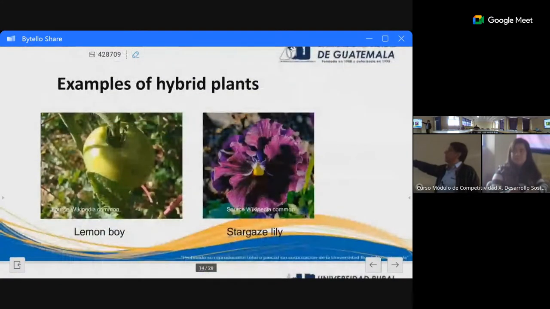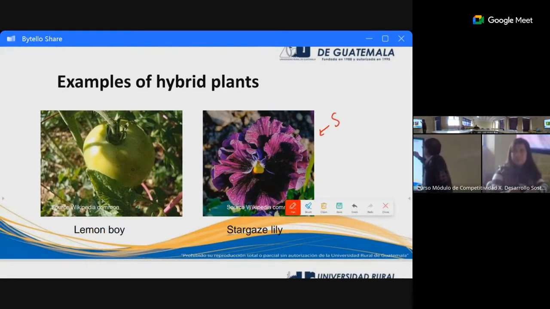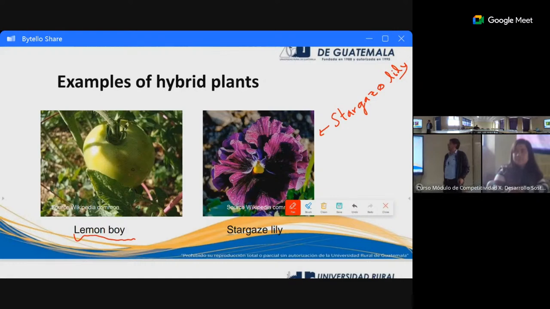Here we have some examples of hybrid plants. This is the first one that we were talking about in the previous slide, the stargazer lily. And this is a mixture of two different flowers. And over there, we have the lemon boy. The lemon boy is also a mixture of two varieties to obtain this one. And let's continue.